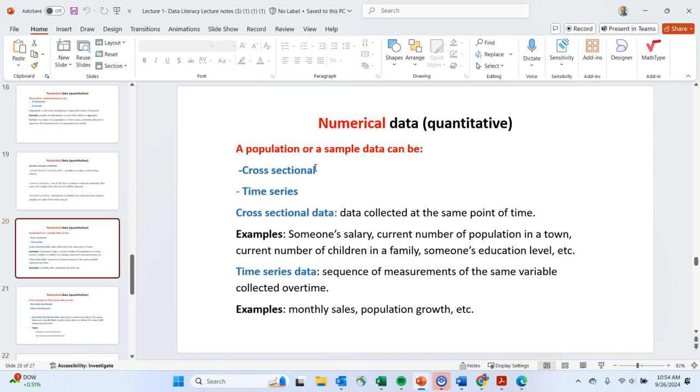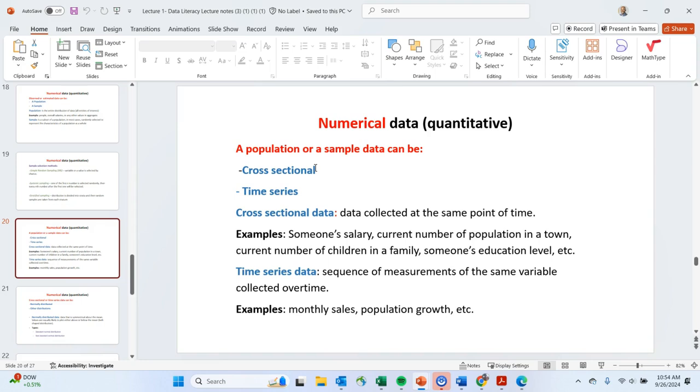But if we are looking at somebody's salaries over time for a certain period of time, then we can see that that is historical data, and so we call it time series. Now, if your data is cross-sectional, then we can apply some statistical techniques that can be applied only to cross-sectional data. And if your data is time series, then we can apply statistical techniques that can be applied for the time series data.